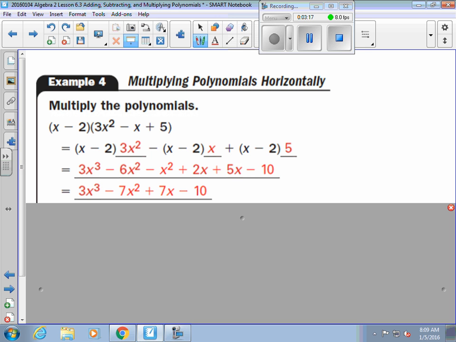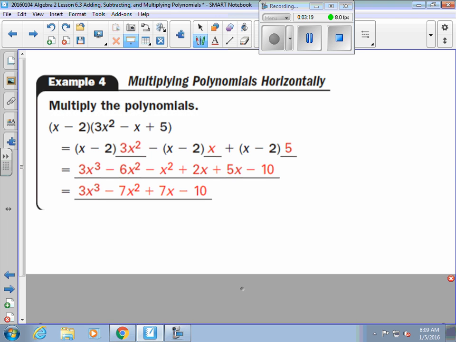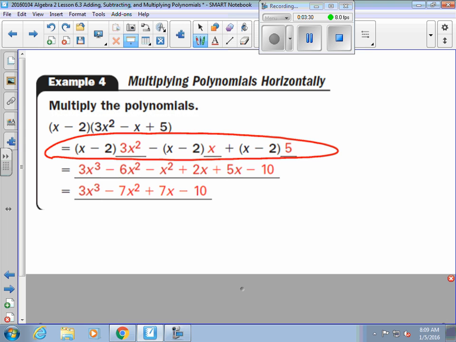Okay? So this is the horizontal method again. And this is the way most of us prefer to do it. But they have this step right here. It looks a little bit confusing just because it's written backwards.